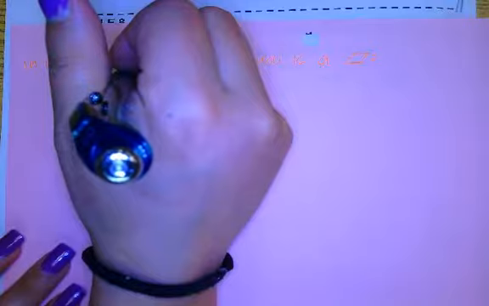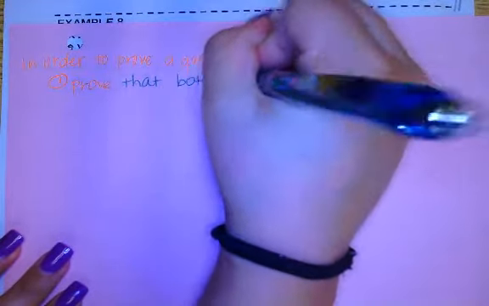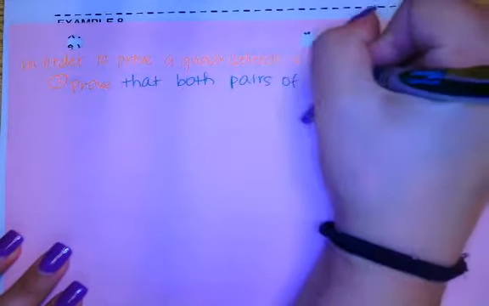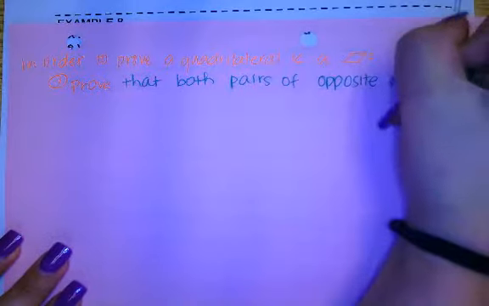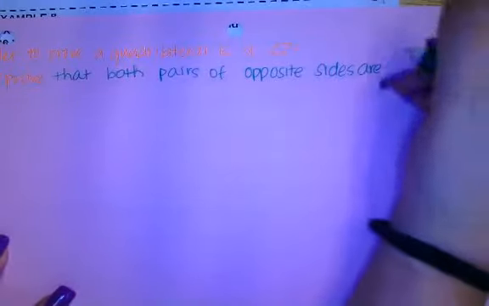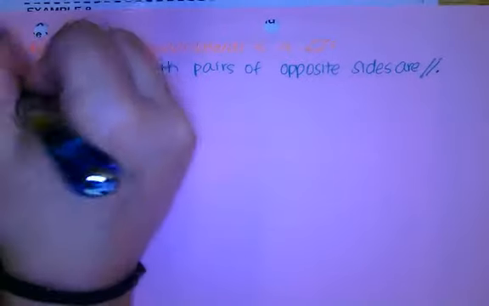Okay, number one. Prove that both pairs of opposite sides are parallel. That's one way you can prove it's a parallelogram.